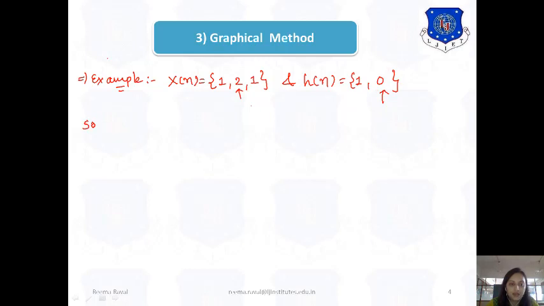So to start the solution of this example, we will first define the range of n and the range of k, right? For n we are going to define the higher range according to the higher range of x of n plus the higher range of h of n. Now here, as the arrow indicates the instant n equals 0, this will be 0, this instant will be 1, and this indicates minus 1.